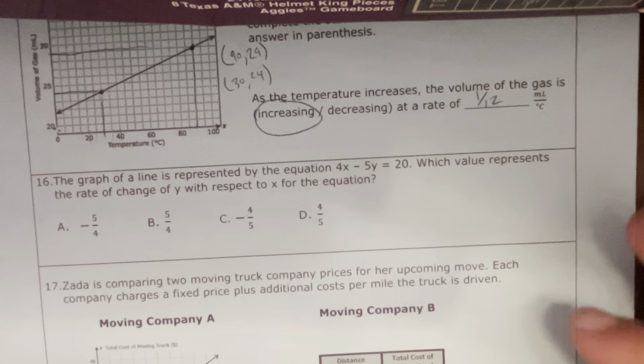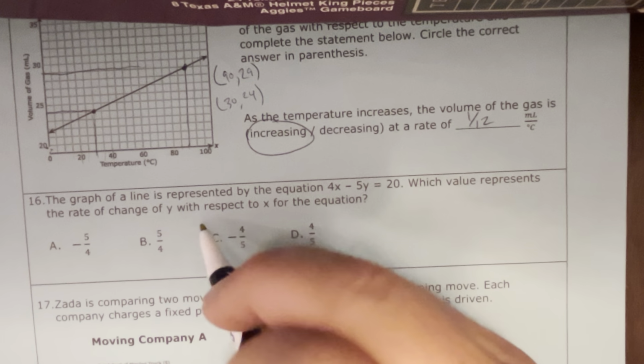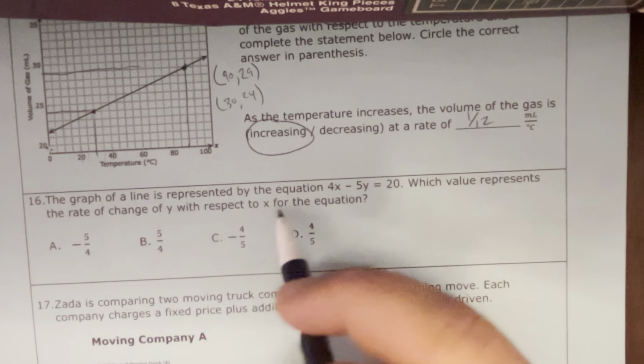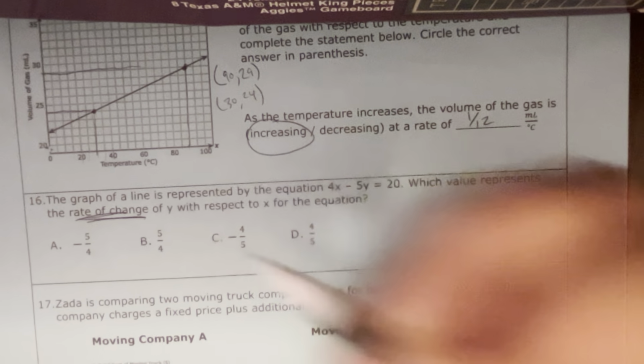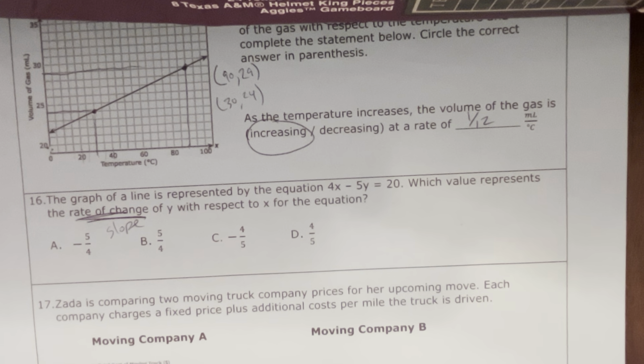Number 16, the graph of a line is represented by the equation 4x minus 5y equals 20. Which value represents the rate of change of y with respect to x for the equation? That's a lot of words, but here's the important part. Rate of change. What is rate of change? The slope. So we need to figure out what is the slope.